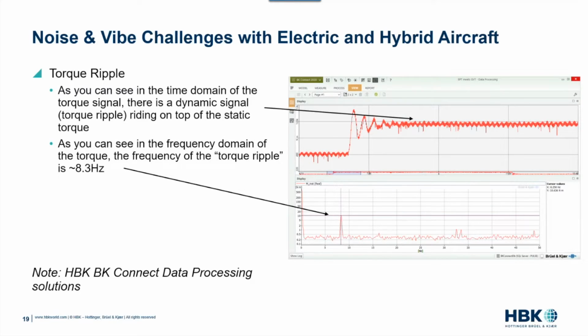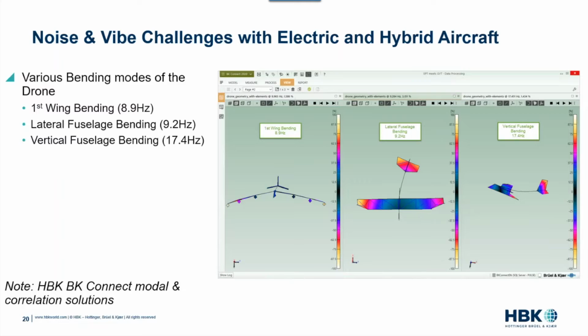It's like, all right, who cares? You're probably not going to hear it. You probably are not going to necessarily feel it. But it just so happens that if you look at it from a modal analysis standpoint, or a ground vibration test, GVT, that drone had the first wing bending at 8.9 hertz. Then the lateral fuselage bending was at 9.2, and the vertical fuselage bending was at 17.4.